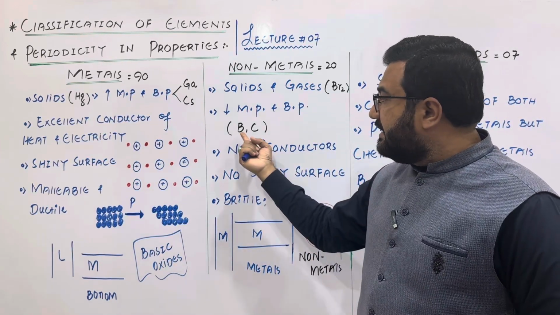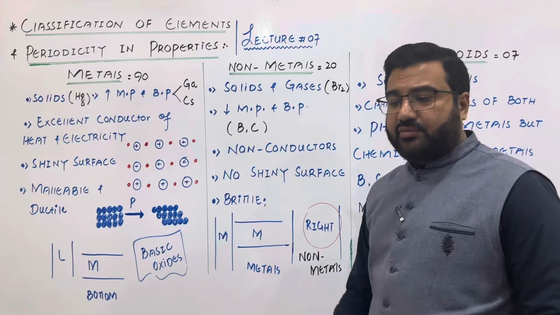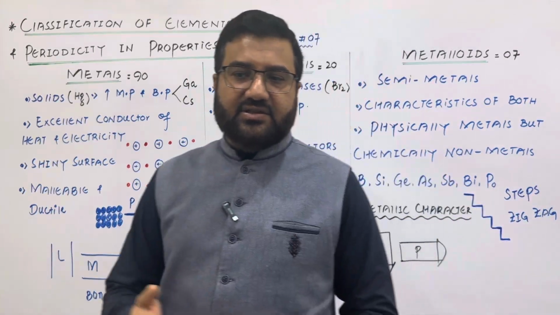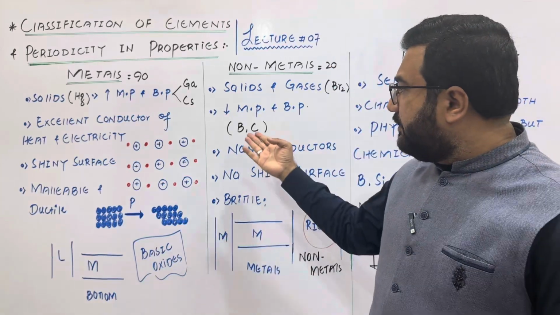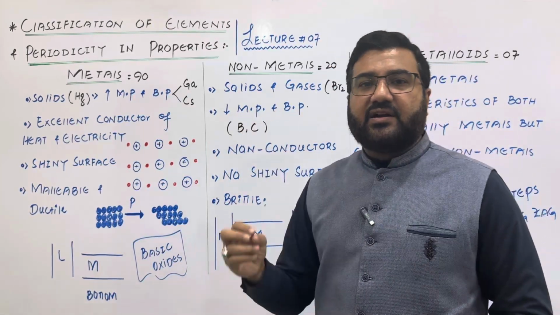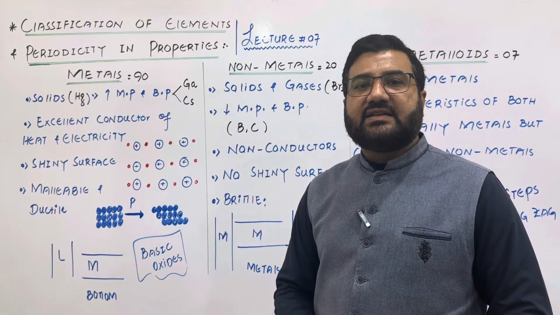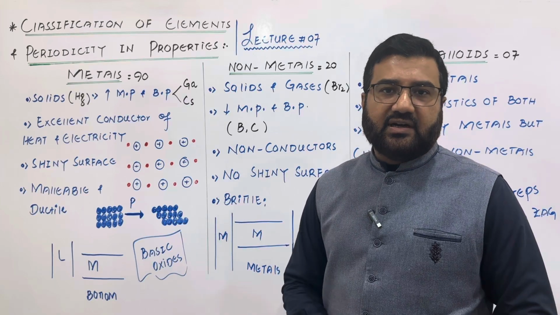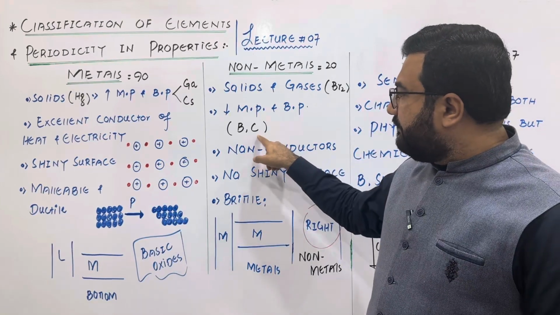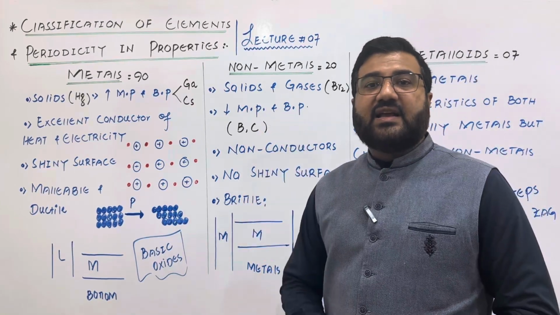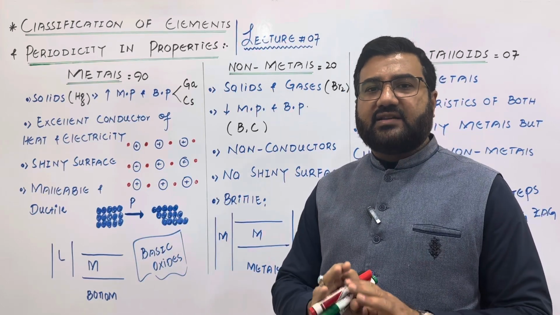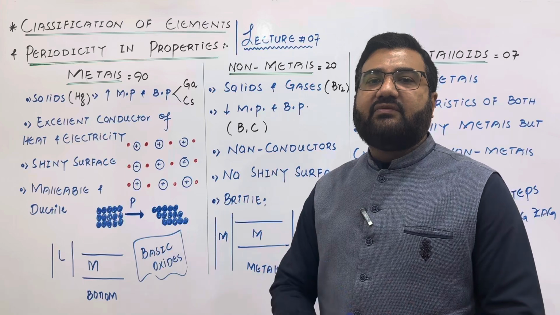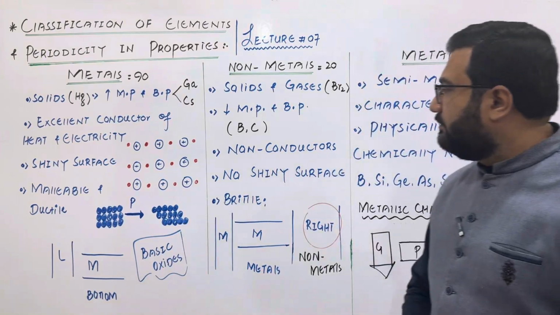But again, there are exceptions of boron and carbon. Boron and carbon, due to their giant structure, have very high melting and boiling points. Just like the melting point of boron is almost 2025 degrees Celsius, and its boiling point is 4000 degrees Celsius. And carbon in the form of graphite has a melting point of 3500 degrees Celsius. So both of them are exceptions, having very high melting and boiling points among the non-metals.